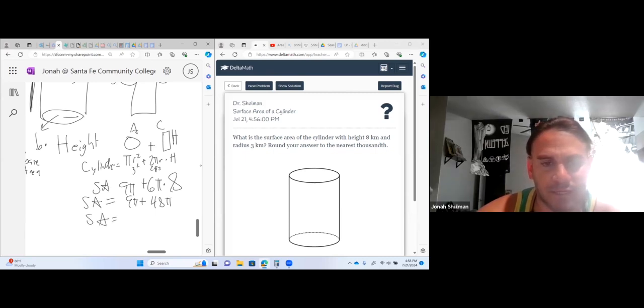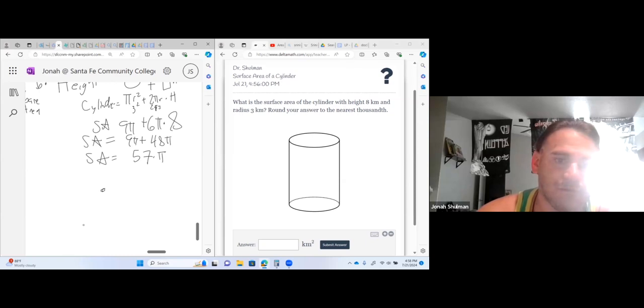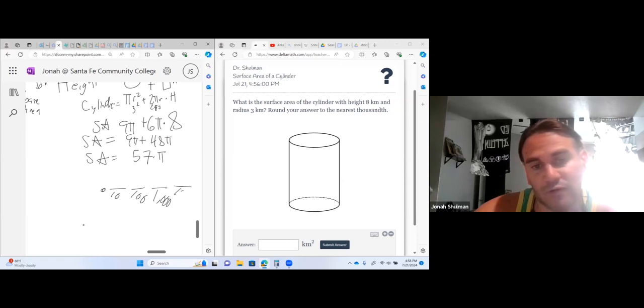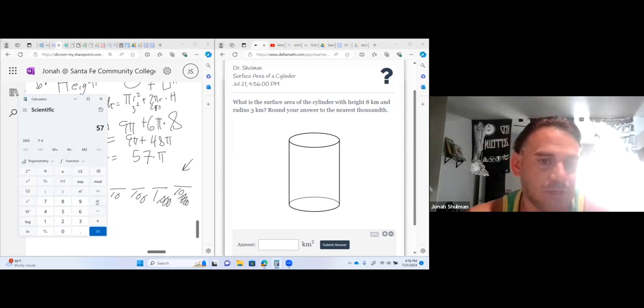Nine plus 48 is 57 times pi, and they want it to the nearest thousandth. So the thousandths is ready. I need 10, 100, 1,000. So I have to go one more. I have to go to the 10,000th place because this is the one I'm looking at. So all I have to do is take 57 and multiply it by pi.